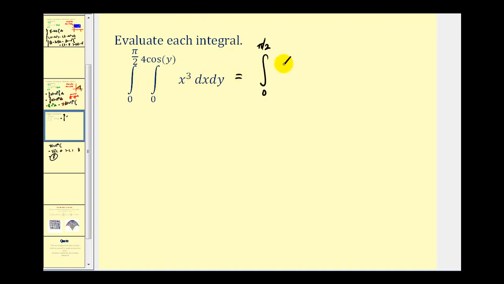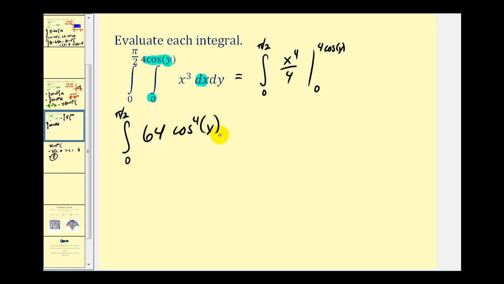So we'll have x to the 4th over 4. And our limits of integration are 4 cosine y and 0. We've seen this a couple times before. Notice if we integrate with respect to x, if the limits of integration are in terms of functions, they must be in terms of y. So we're going to replace x with 4 cosine y. Well, 4 to the 4th divided by 4 is going to be 4 to the 3rd, which will give us 64. And then we have cosine to the 4th y. And then when x is 0, this would be 0 again.